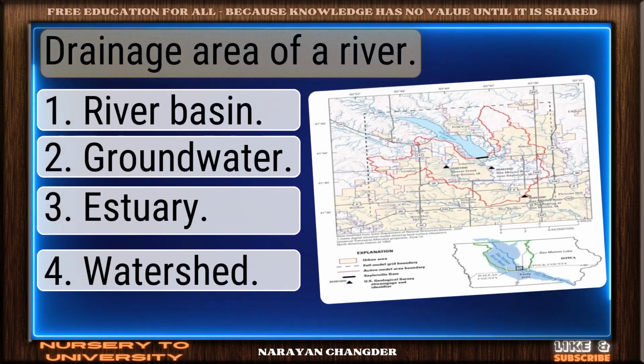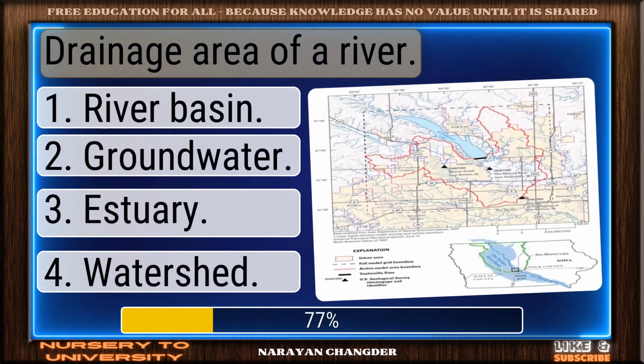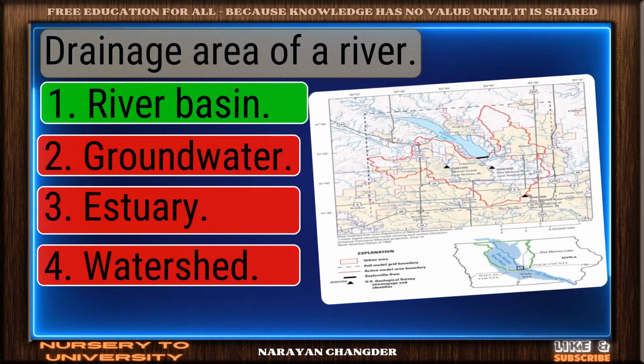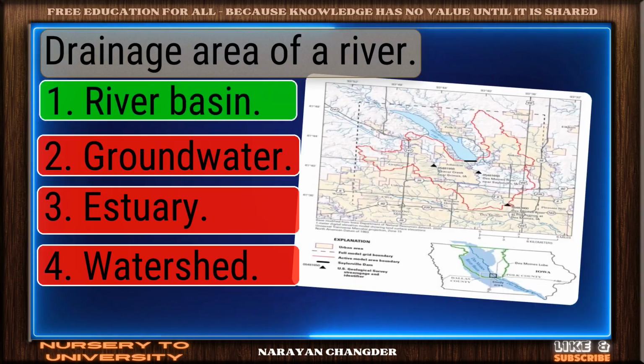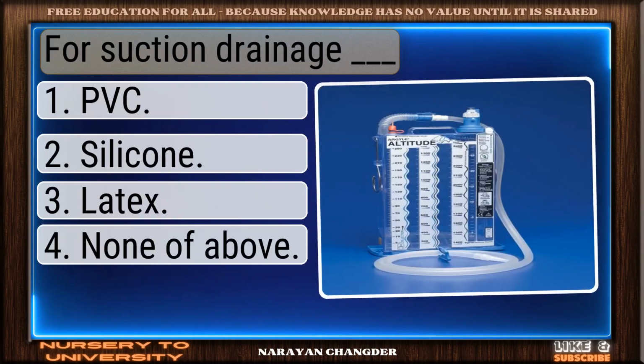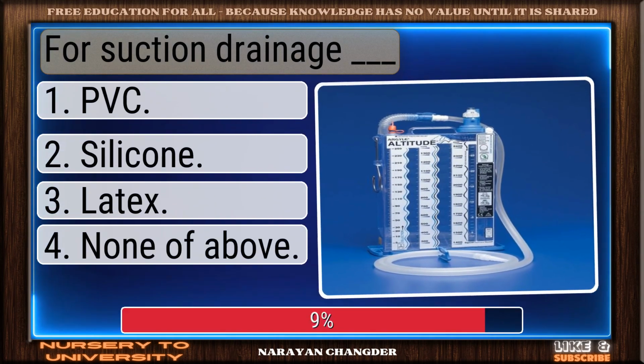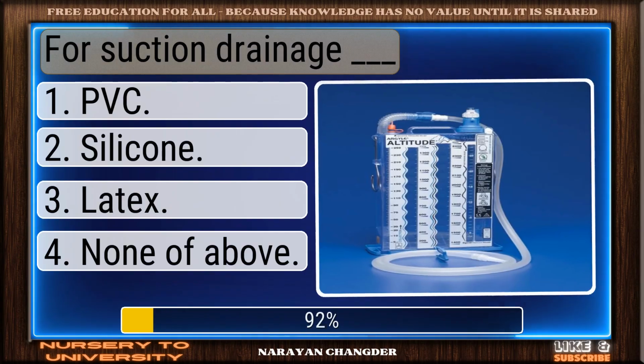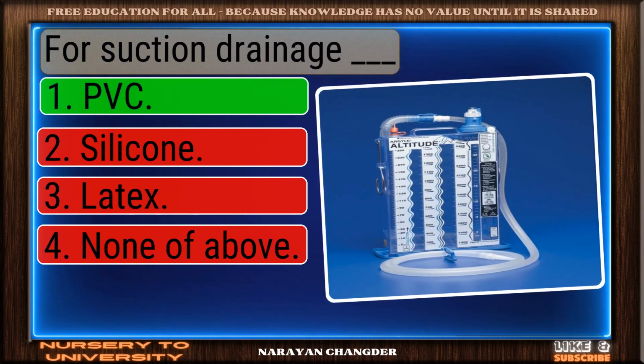Drainage area of a river. Solid response. River basin is a valid choice. For suction drainage dash. Valid point. PVC is true.